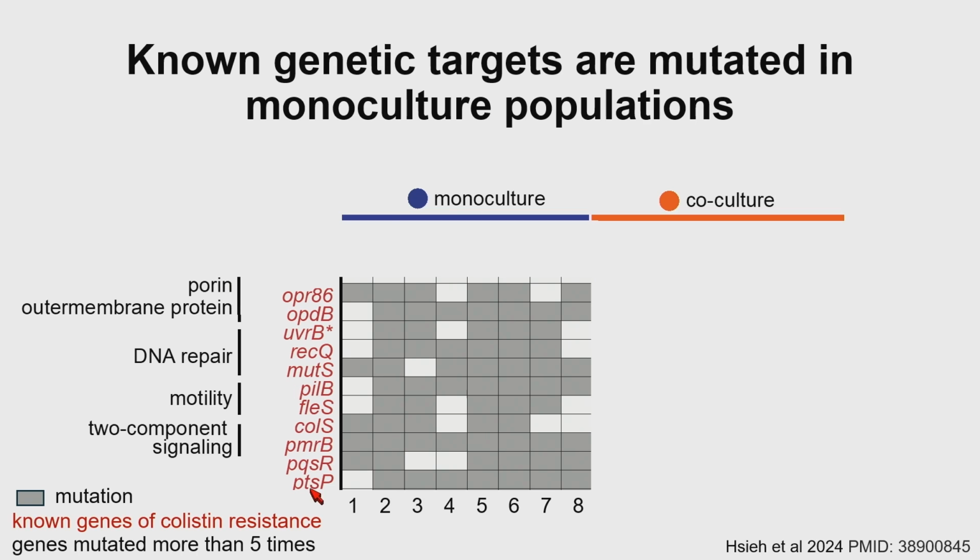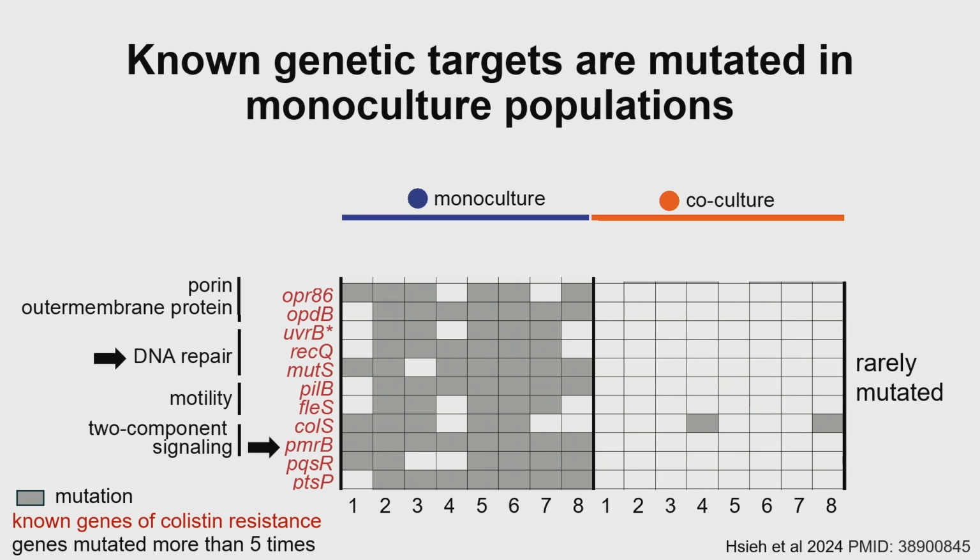Here I show you the genes that have been mutated across multiple replicate populations, first in the monoculture conditions only, to specifically highlight the known genes for colistin resistance. We noticed that a lot of our monoculture populations have mutations in genes already known for colistin resistance. I want to highlight that we see a lot of mutations in genes involved in DNA repair. That explains why we see those populations become mutators. We also see mutations in the two-component system pathway, PmrB. This is a known gene involved in colistin resistance. But we actually rarely see those genes mutated in the co-culture condition.